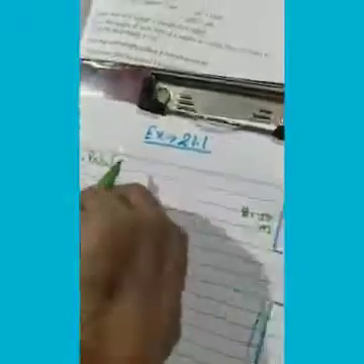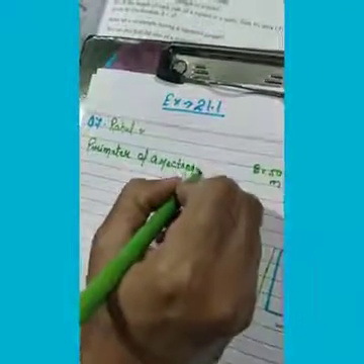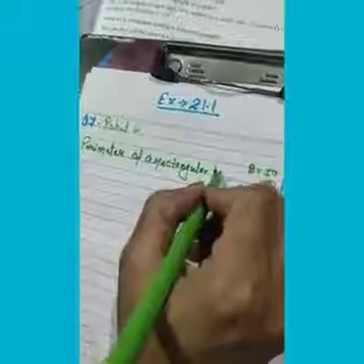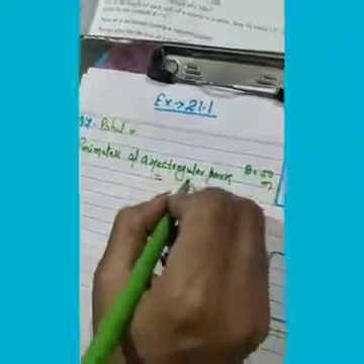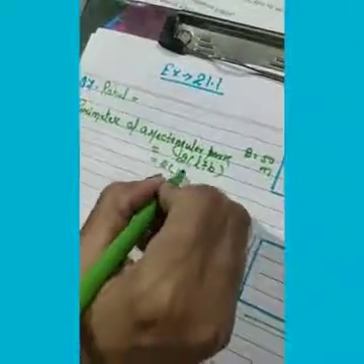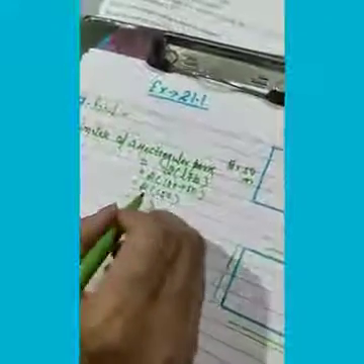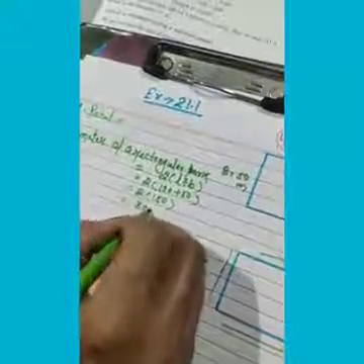So mention here Rahul. Length given, breadth given. So we have to find the perimeter of a rectangular park. Perimeter of a rectangular park equal to 2 into L plus B. Length and breadth is given already. So 100 plus 50 is 150. So 2 multiply with 150, 300 meter.